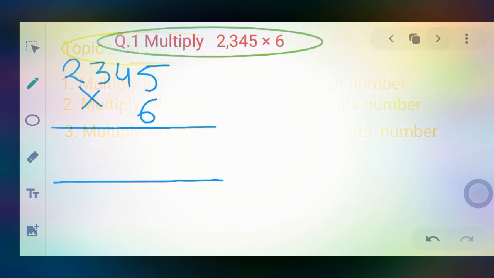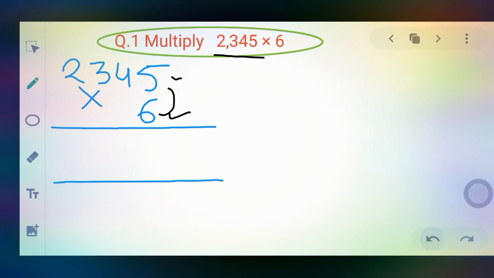Dear student, here I take question number 1, that is multiply 2345 by 6. So dear student, 2345 is a large number and I want to multiply this number by 6. So here how can we multiply this number? Keep in mind, dear student, first of all I read the table of 6, up to 5. Getting? Means first of all I multiply 6 5 times.